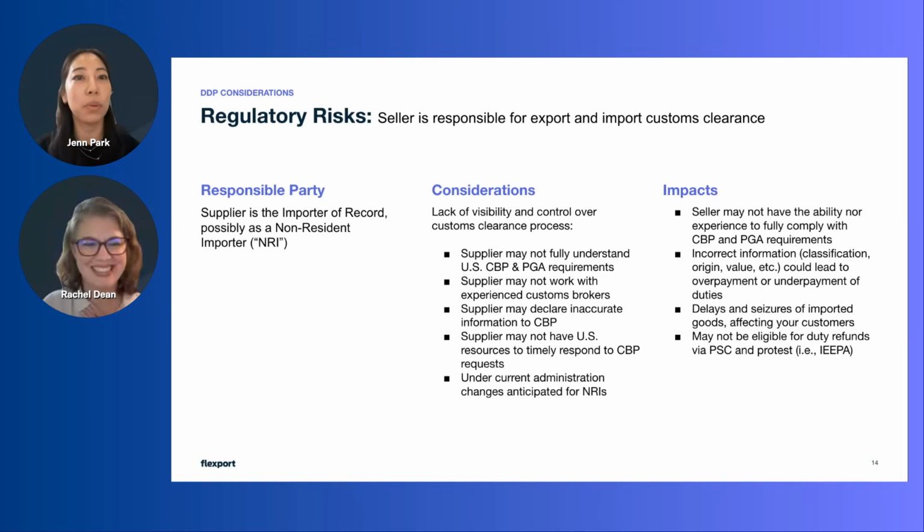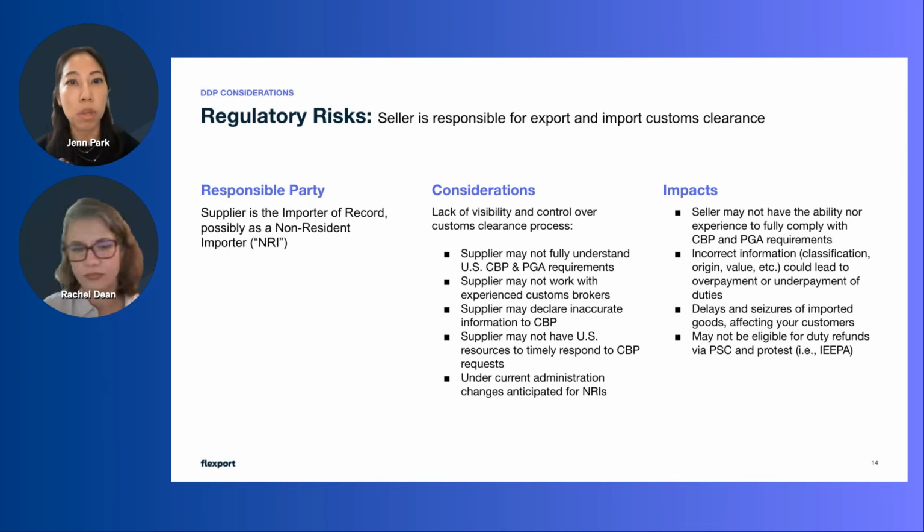Sorry about that. Okay, so we can go through the regulatory risk. For this slide, we wanted to really focus on the U.S. destination and focus on customs compliance. As we mentioned, the seller is responsible for export and import customs clearance. The supplier is the importer of record. So you as a U.S. company are no longer the importer of record. And the supplier may possibly be a non-resident importer. If they don't have a U.S. presence, they may have an agent or maybe an employee here, and they're working as a non-resident importer. And so there are some risks with that, which we'll go through in our considerations and impacts.